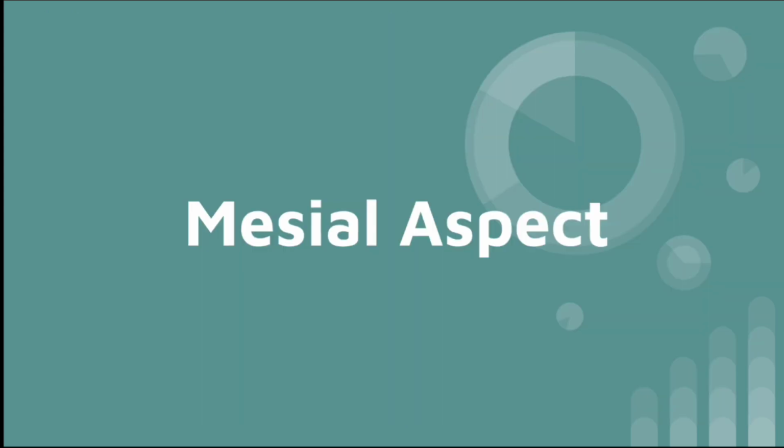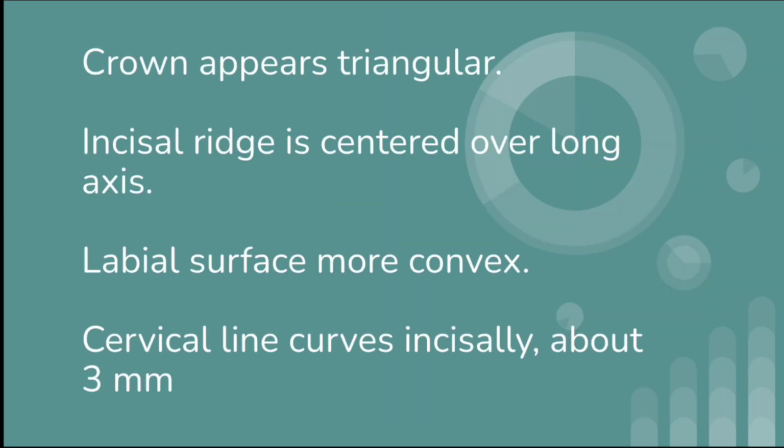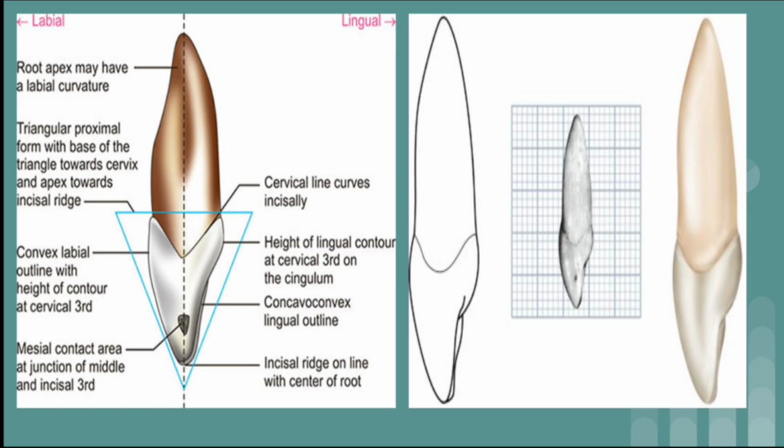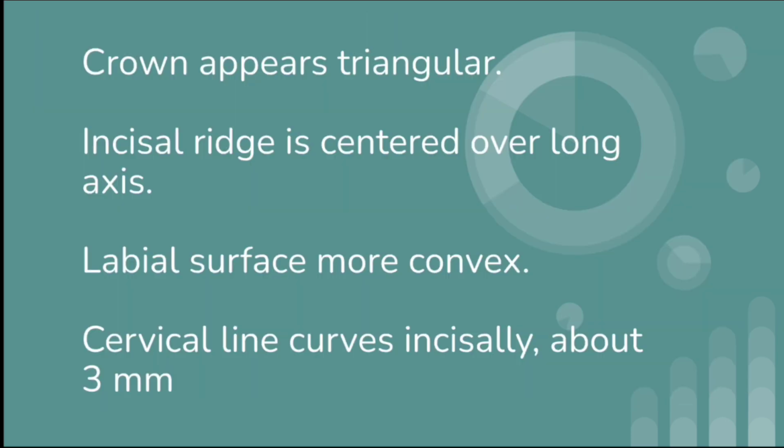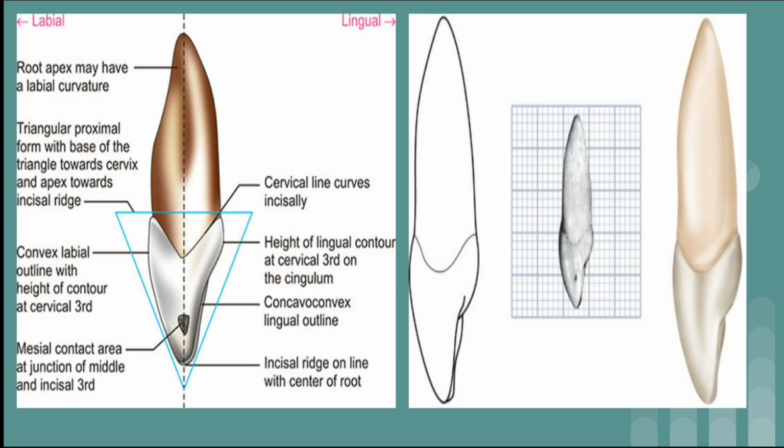Coming to the mesial aspect, how does it look? The crown appears triangular in shape. The incisal ridge is centered over the long axis. The labial side is more convex. The cervical line curves incisally, a little bit, about 3 mm. This is how the mesial aspect looks.